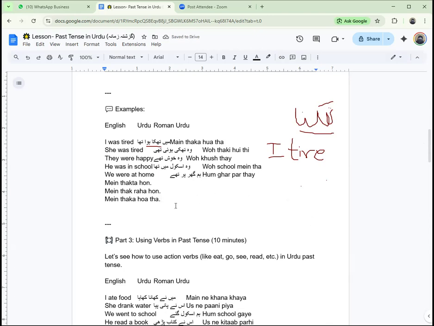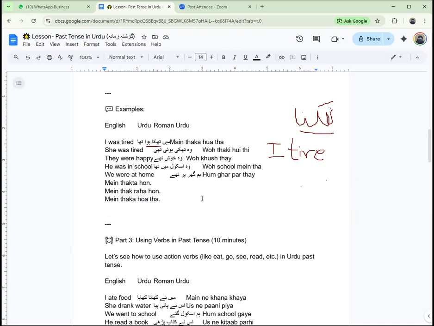मैं थका हुआ था. What does hua mean? Because we don't use it in the present simple, we don't use it in present continuous. Yes. It is for when we're talking about past tense, we use thaka hua. We don't use only thaka. Thaka doesn't work rightly. We put a word hua here.